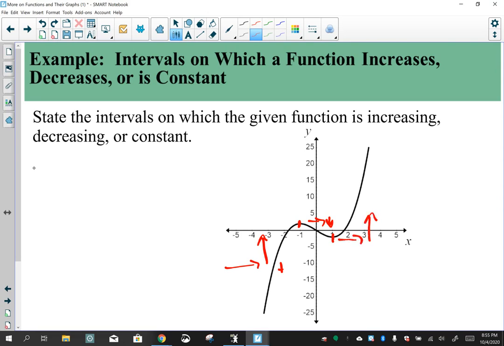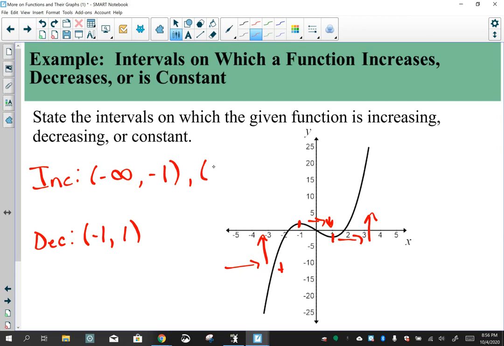So I'm going to be increasing from negative infinity to my first turn point, which is -1, and I stop. Then I'm going to turn, start at -1, and decrease until I get to +1, and then I stop. Then I come back up, start back up at that 1, and keep going to infinity, and then I stop.